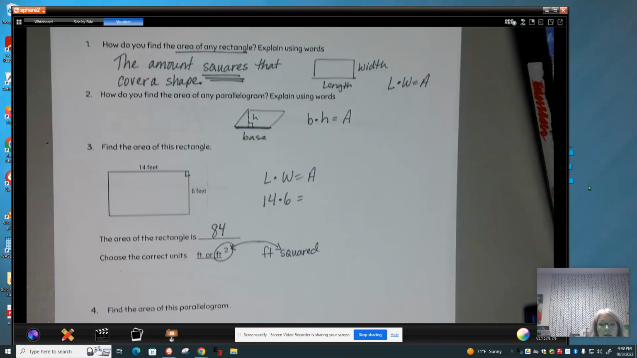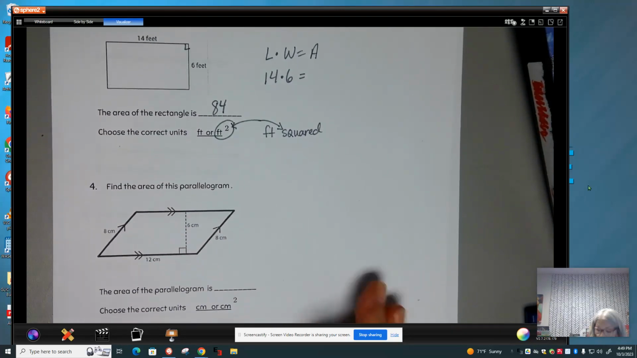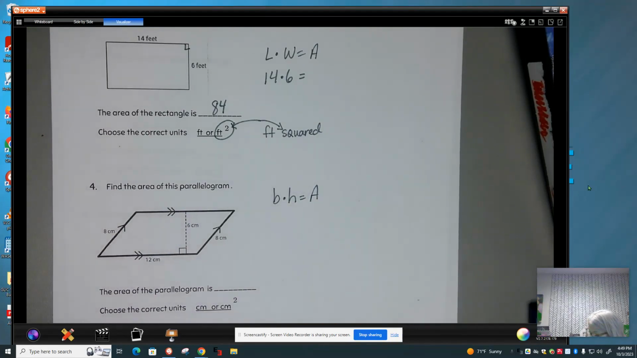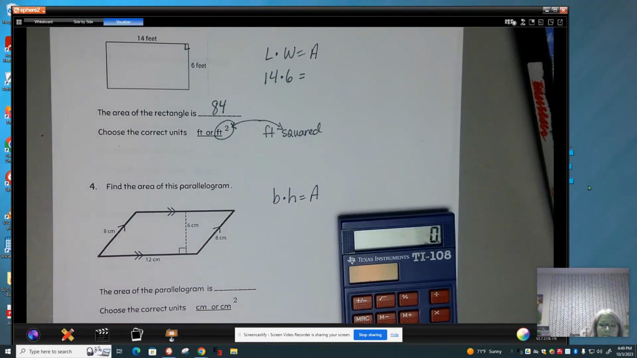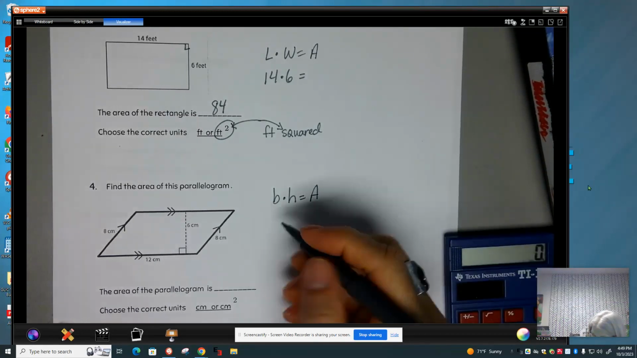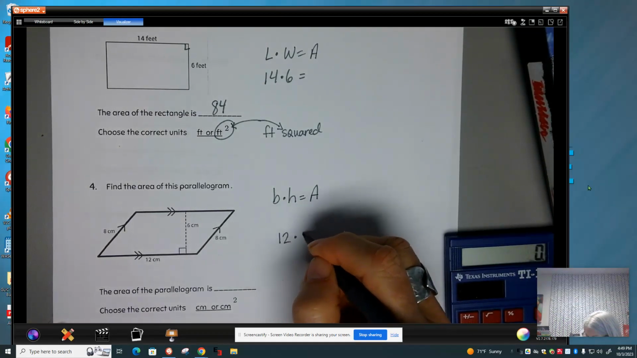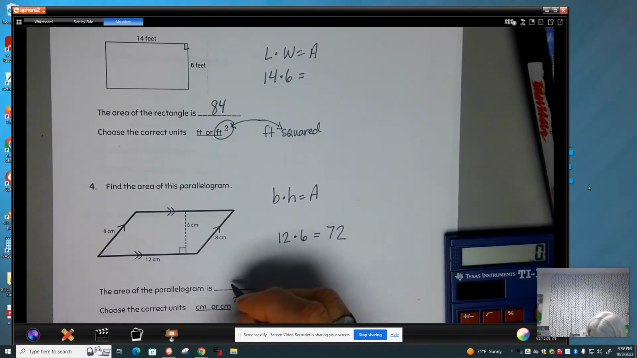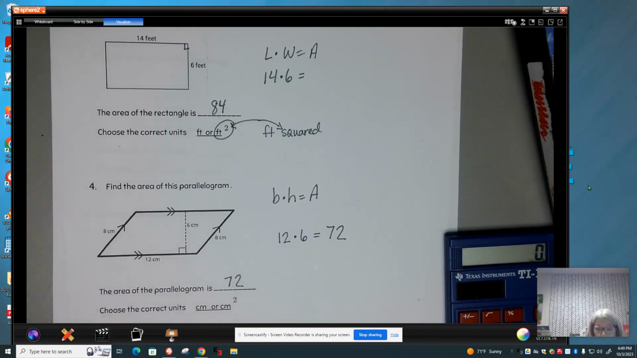All right. The next part is find the area of a parallelogram. Well, we already said it was base times height equals area. So go ahead and use your calculator and find that area. Be careful, make sure you're using the correct base and the correct height. So the base on this is 12. Your height is 6. 6 times 12 is 72. And because we're finding the amount of squares that fit in this parallelogram, it is centimeters squared.